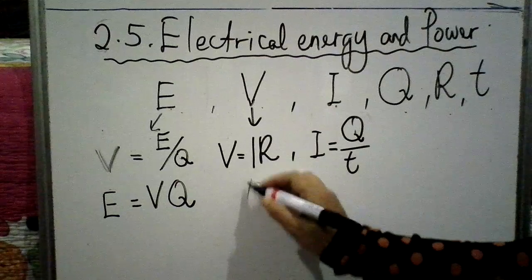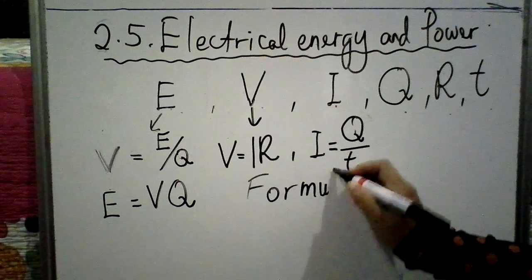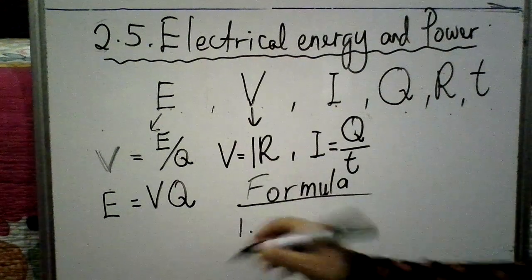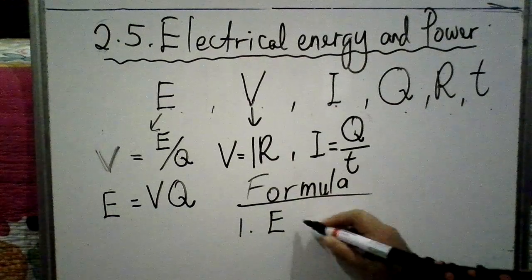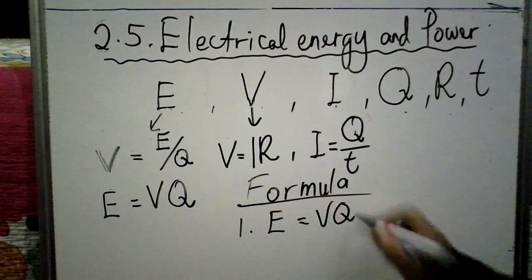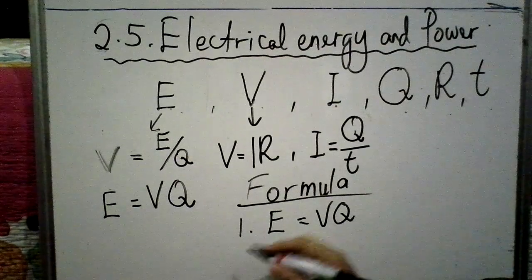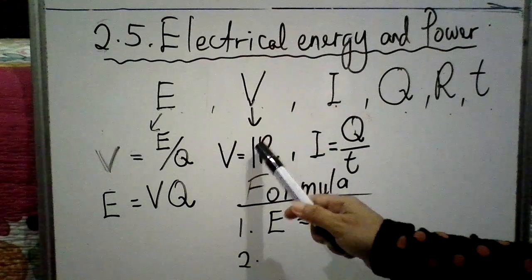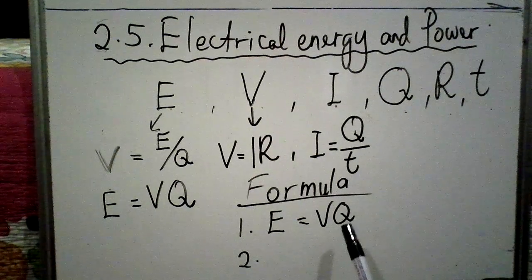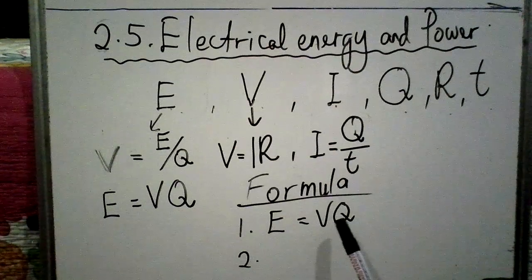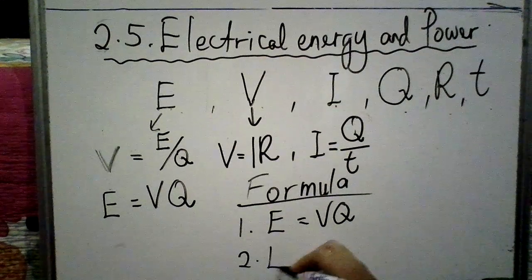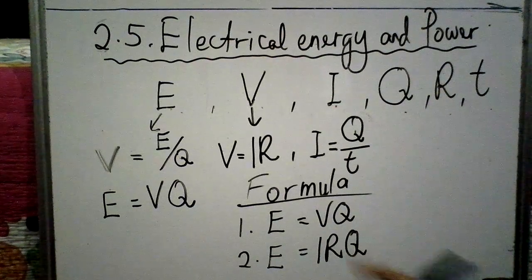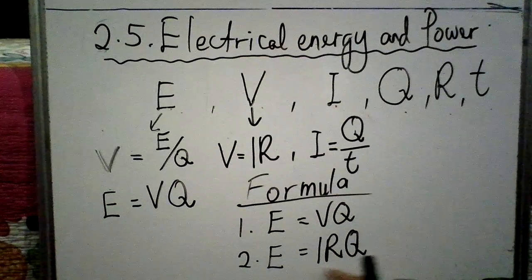Okay, the first formula that we can produce. We can take this one as the first one. So E equals VQ. Right? Okay, now the second one we get by substitution of another formula. For example, if you substitute V equals IR, you will get E equals IRQ, meaning the V is substituted with IR.